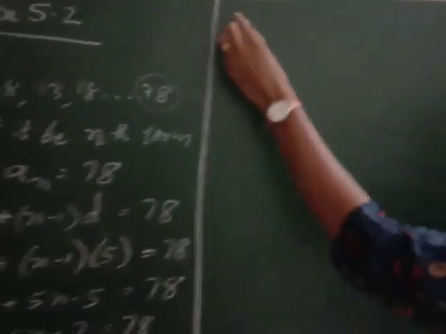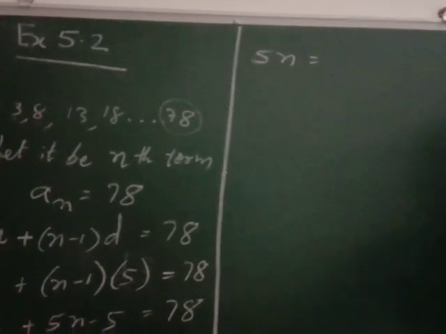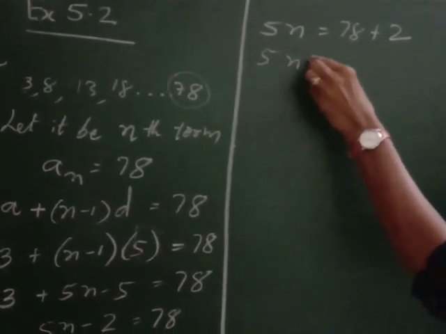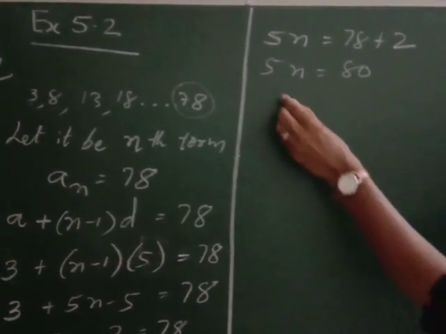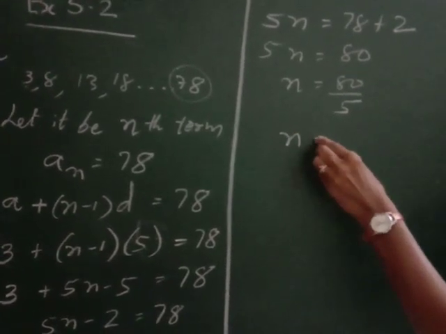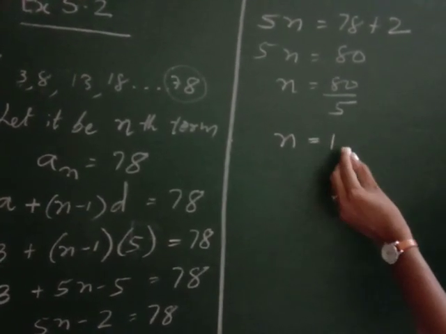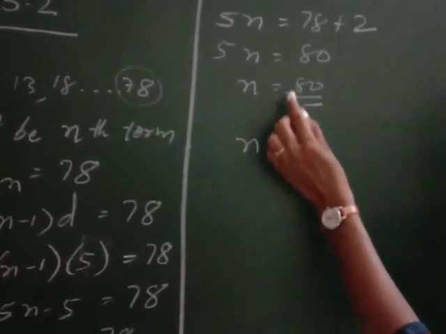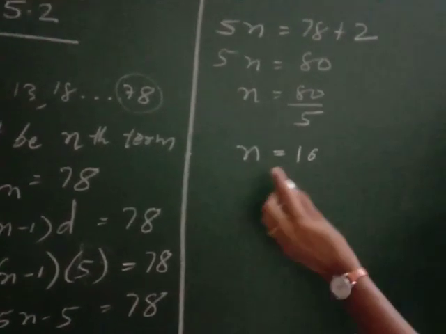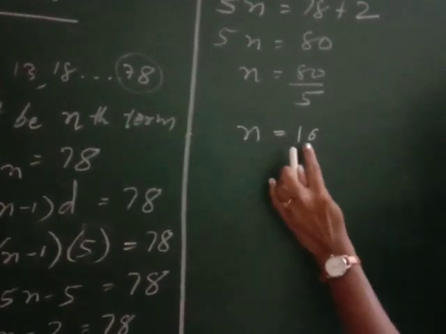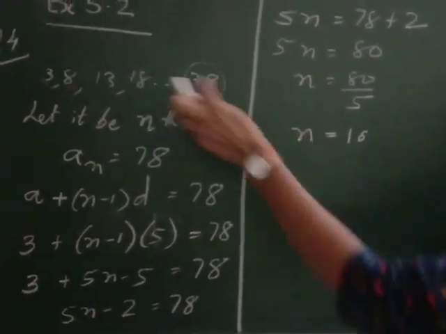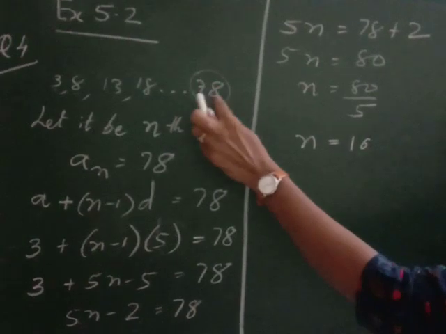We say that therefore 5n is equal to, this minus 2 comes to this side, 78 plus 2. 5n is equal to 80. So n is equal to 80 by 5. So what is the value of n? When we divide 80 by 5, we are getting n equal to 16. That means 78 is the 16th term. If you keep writing this AP up to 16, you will get 78.